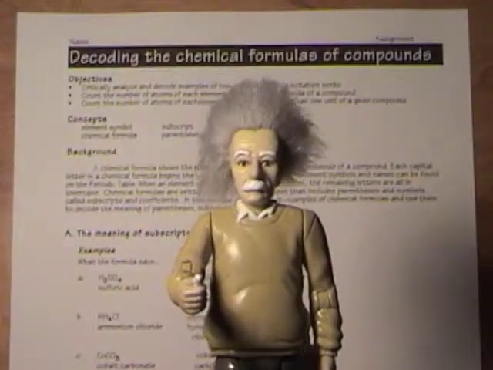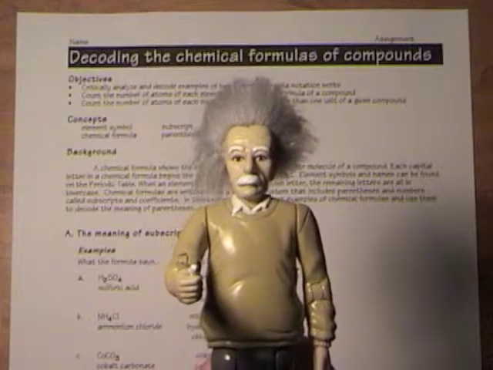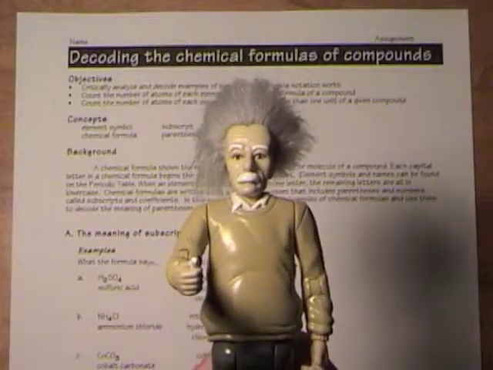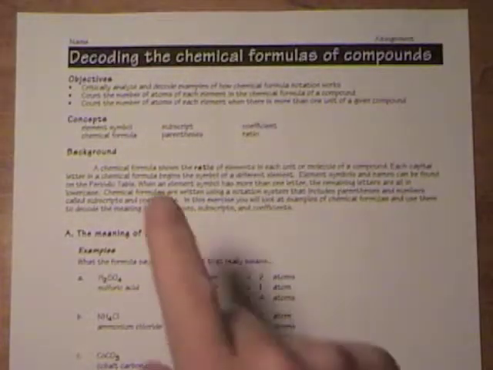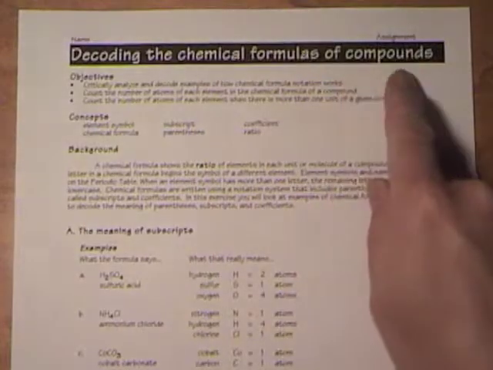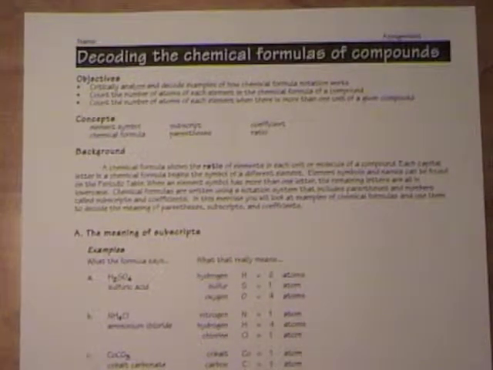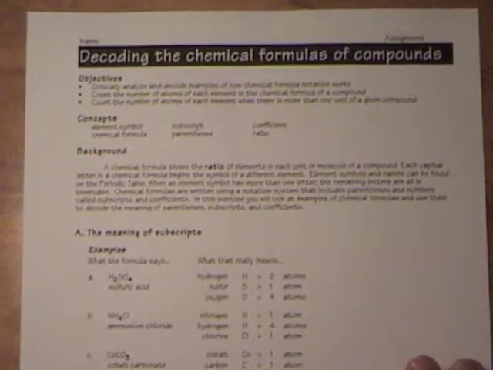Okay, geniuses, time to get your thinking caps on. Today we're going to learn a new skill. During this next quarter, we're going to be working on a topic called stoichiometry. And one of the basic skills that you need to know is how to decode the chemical formulas of compounds. That is, how to count the number of atoms of each element that make up a chemical formula. Chemical formulas show you the ratio of the atoms in a compound. And today we're going to count them.